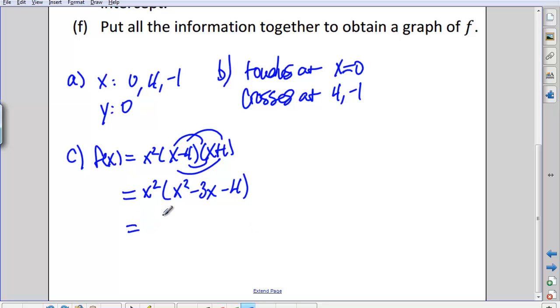And then distribute the x squared. We get x to the 4th minus 3x cubed minus 4x squared, which tells us part C: x to the 4th is what we're looking for. The ends of the graph are going to look like x to the 4th, that highest term with the highest power of x.